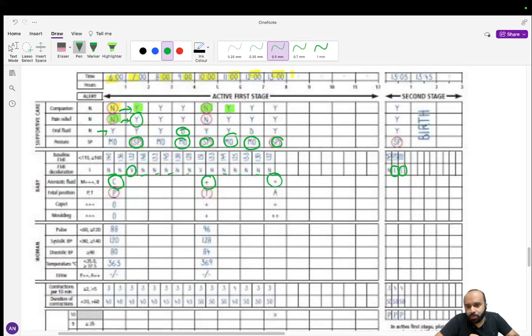Next, the fetal position, it was initially occipital posterior, then it became transverse, and then it became anterior. So basically, the head had completely rotated from occipital posterior to occipital transverse and then anterior. Caput, it was there, but it was only +1 at every point, so the labor did progress. The molding, it was only at +2, hence the labor progressed. If it would have been +3, it would have not progressed.